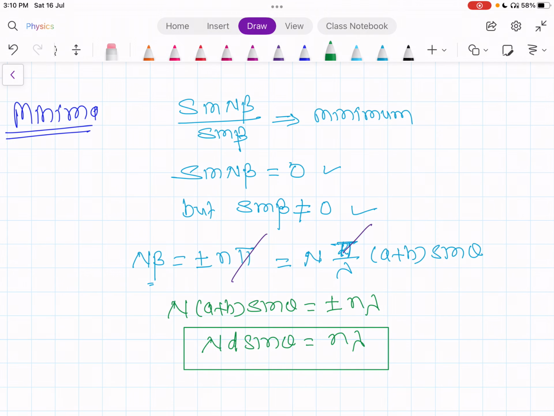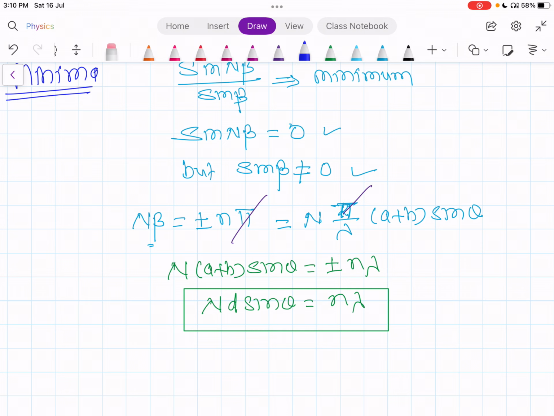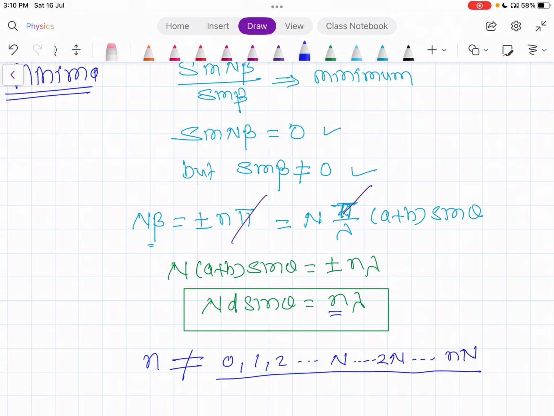N d sine theta is equal to n lambda, but this n cannot have values like 0, 1, 2 up to N, then 2N up to nN. This n can have any values other than these, because if n has these values, then we get the principal maxima. So this n cannot have these values. It can have any other values than these.